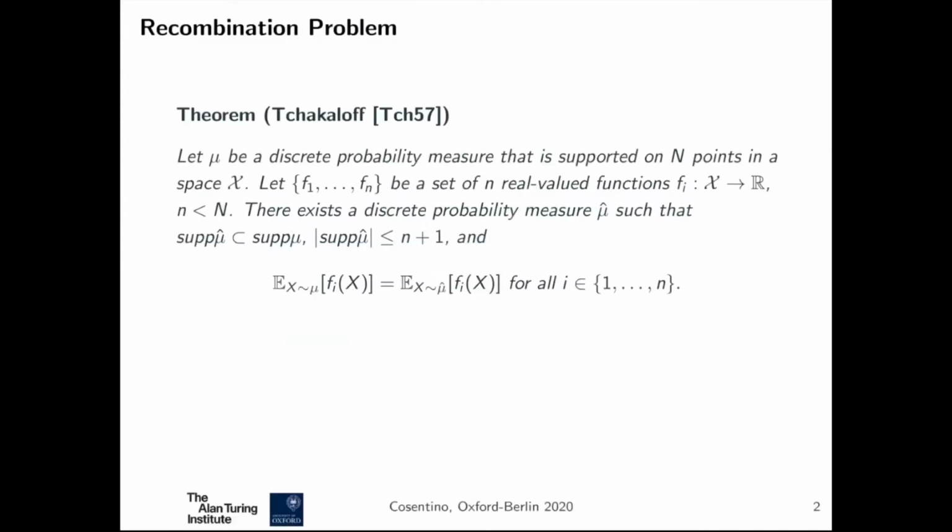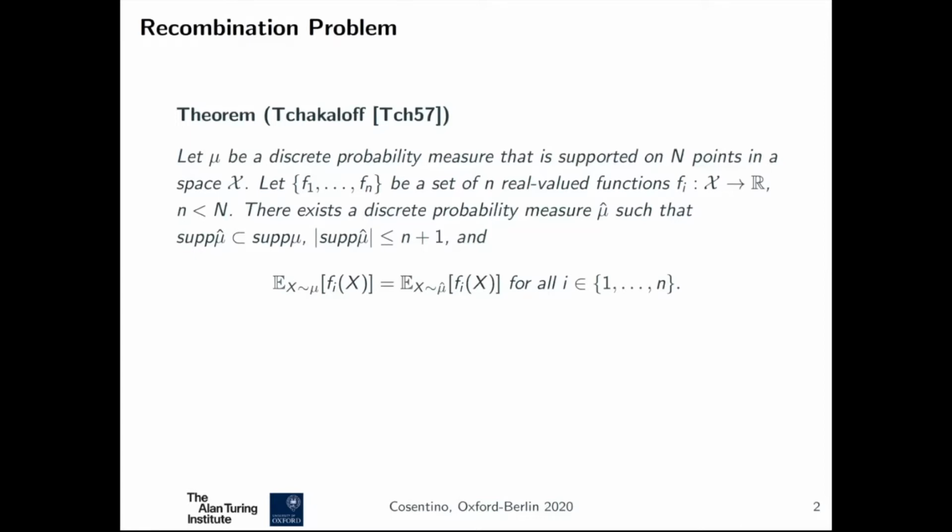So this is the Chakalov theorem, and it is stated for discrete probability measures. It could be extended to continuous measures as well. Essentially it says that given big N points and small n number of functions, we can build another measure, mu prime, which has support strictly included in the support of mu, and only on small n plus 1 points, such that the expectation on the small n number of functions is matched exactly.